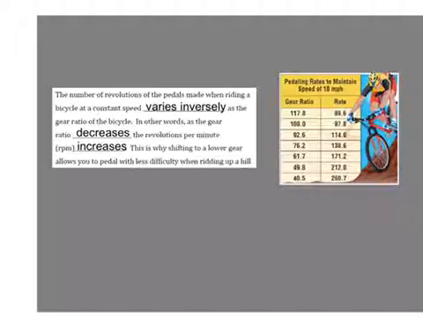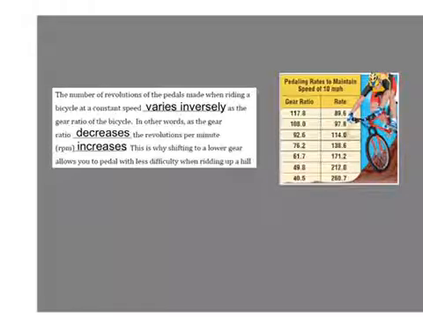So here's a little blurb at the top of your notes. The number of revolutions of the pedals made when riding a bicycle at a constant speed varies inversely as the gear ratio of the bicycle. In other words, as the gear ratio decreases, the revolutions per minute increases. This is why shifting to a lower gear allows you to pedal with less difficulty when riding uphill.